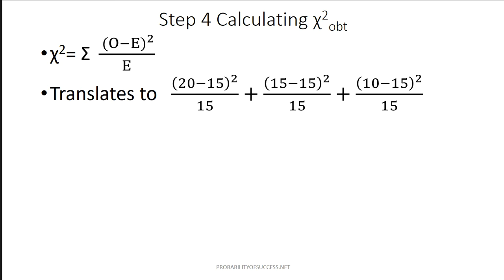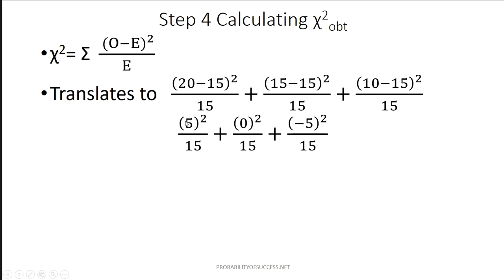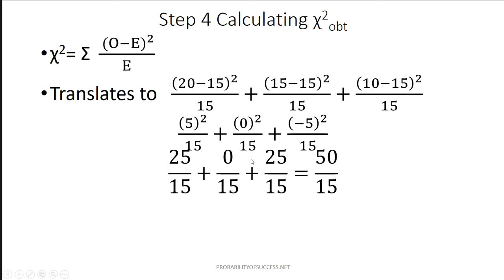Calculating it out, we just unfold our chi-square formula. So we're going to have 20 minus 15 squared over 15. These are the values from the previous table. Then 15 minus 15, because this is blue minus blue expected over blue expected. And then we just do the basic formula: 5 squared, 0 squared, negative 5 squared, each over 15. So it becomes 25 over 15 plus 0 over 15 plus 25 over 15, which gives us 50 over 15, which gives us a chi-square obtained of 3.34.